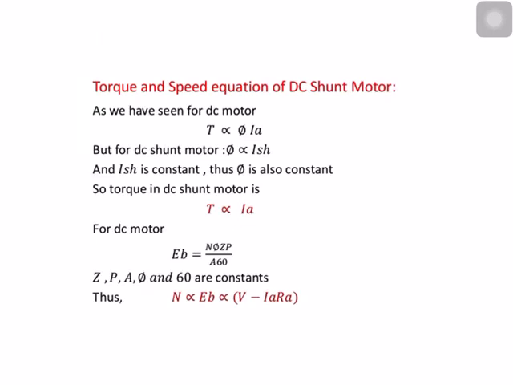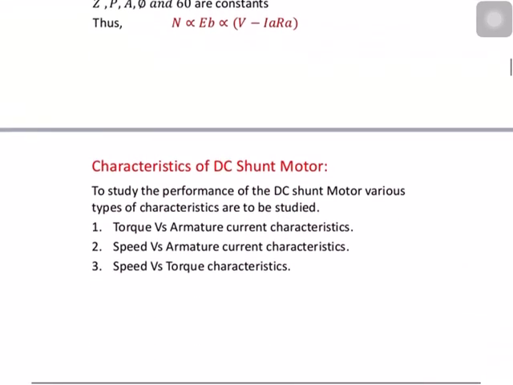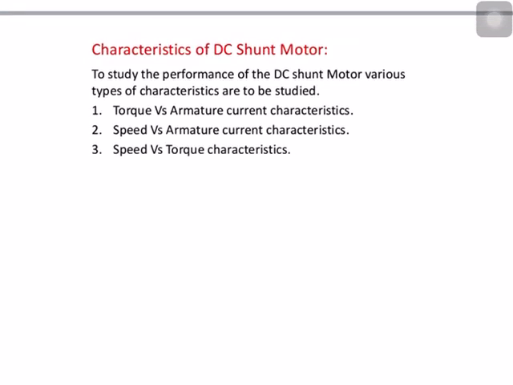Next, these are the relations: torque is directly proportional to Ia, speed is directly proportional to EB, and initially φ is directly proportional to Ish. Now let us move to the characteristics of the DC shunt motor. To study the performance of the DC shunt motor, we should know the characteristics to be studied, that is torque versus armature current characteristics, speed versus armature current characteristics, and speed versus torque characteristics.